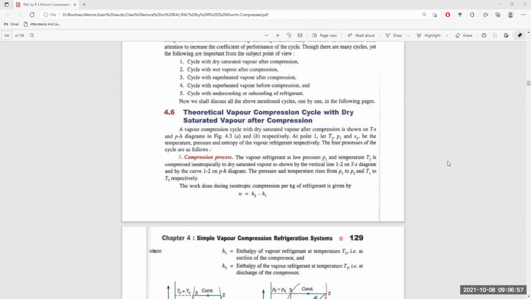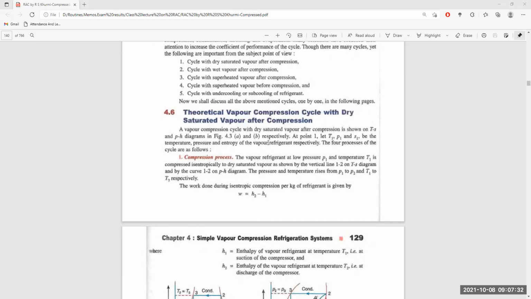Last month, in the last class, I discussed the theoretical vapor compression cycle with dry saturated vapor after compression. This means that after the compression, the vapor is dry, there is no moisture present in the form of water, and it is completely saturated, meaning it carries the exact full amount of vapor for the given pressure itself.